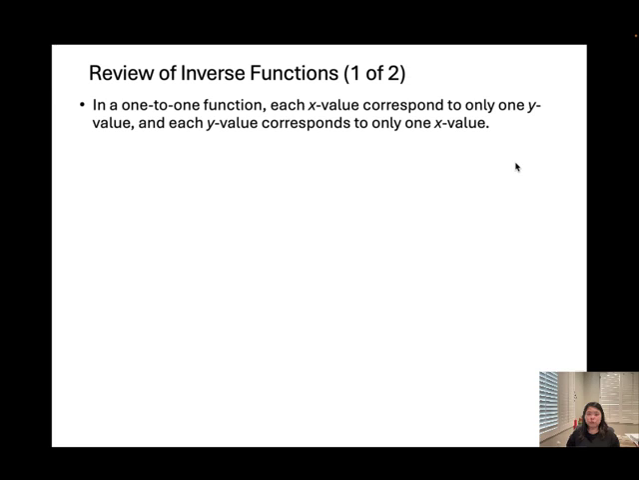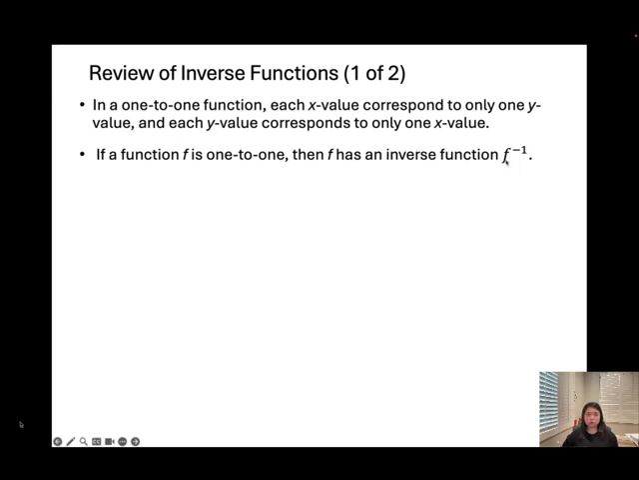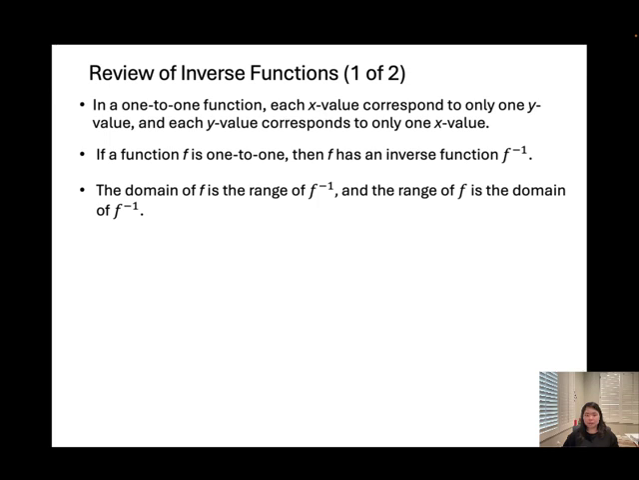Review of inverse functions. In a one-to-one function, each x value corresponds to only one y value, and each y value corresponds to only one x value. If a function f is one-to-one, then f has an inverse function. The domain of f is the range of the inverse function, and the range of f is the domain of the inverse function. So the domain of f becomes the range of the inverse function, and the range of f becomes the domain of the inverse function.